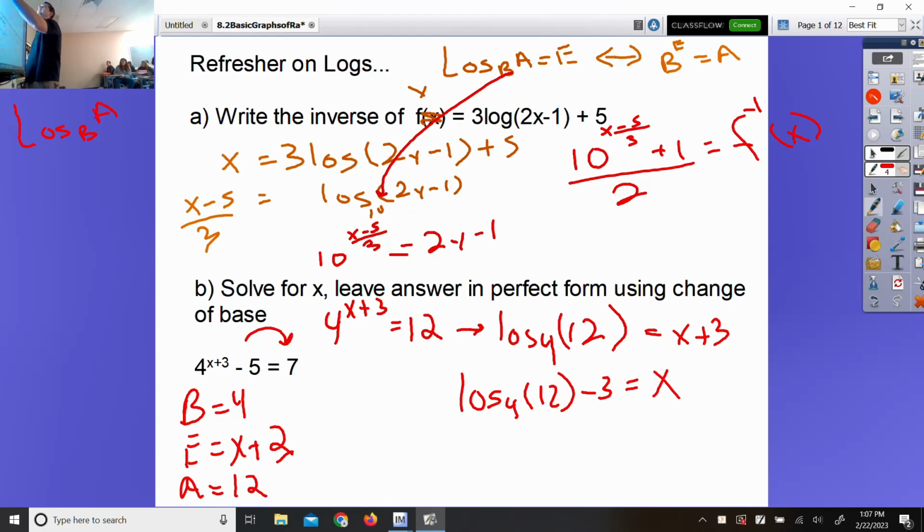Log base b of a, how do we write it as a quotient of 2 natural logs? ln A over ln B. ln over ln, what's high is high, what's low is low. ln A over ln B. So, rewrite log base 4 of 12. There you go.